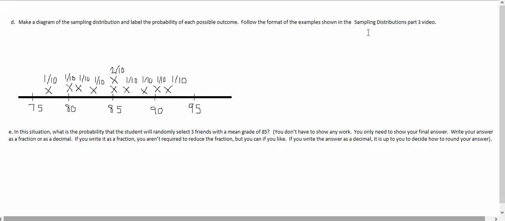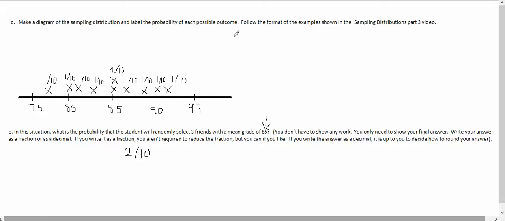This next question says, in this situation, what's the probability that the student will randomly select 3 friends with a mean grade of 85? What we've done here in part D prepared us to do part E, because now all we have to do is look up 85 inside of our diagram, and we can see that 2 out of 10 combinations have a mean of 85. So the answer is 2/10. I said you can either write the answer as a fraction or as a decimal. If you just write 2 over 10, that would be fine.